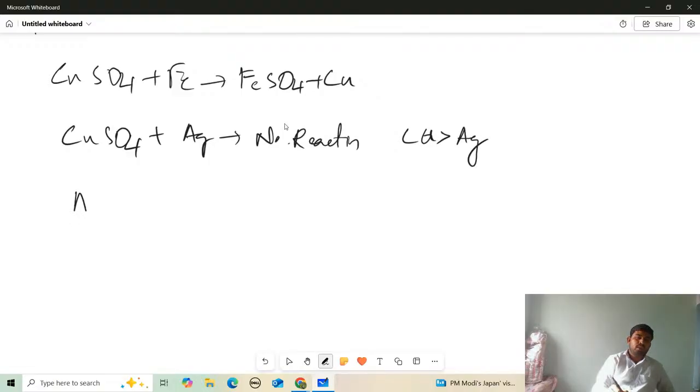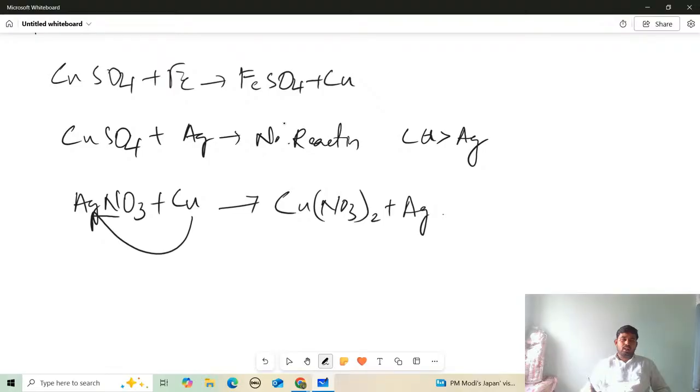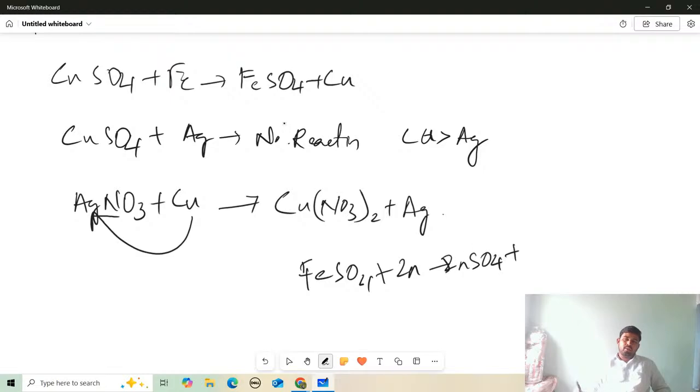Here copper itself is more reactive than silver. Suppose we have AgNO3, silver nitrate, plus we are adding copper. Reaction is possible, yes. Copper nitrate will form. Why? Because here copper is more reactive, displacing silver from silver nitrate. Similarly, if I take FeSO4 plus zinc, again reaction is possible. ZnSO4 plus Fe will form. So these are the things we come to know when we know about the reactivity series. This is about displacement reaction.